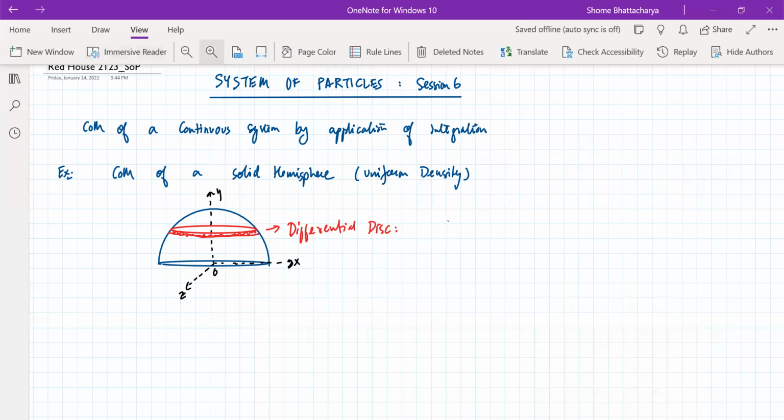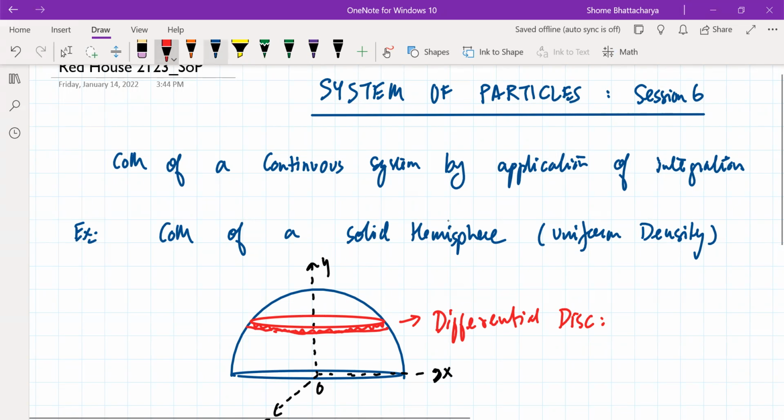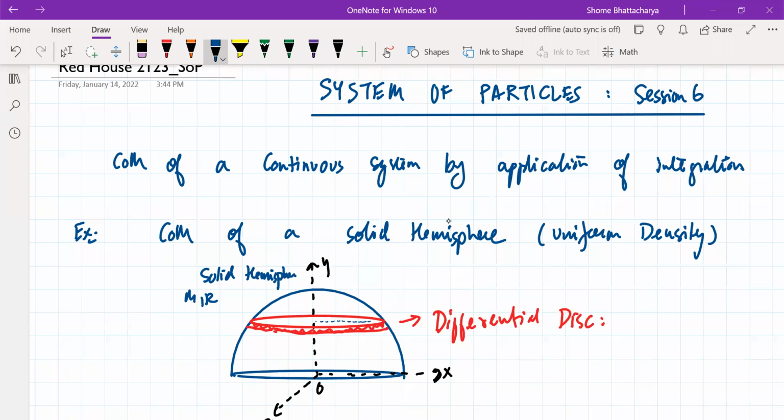we'll have to understand that while the solid hemisphere has mass m and radius R, when we consider the thin disk, we'll have to consider its radius as this one, small r over here. This is capital R. This position is y, and we'll have to take the thickness of the disk this time as not the thickness on the curved side, but the vertical thickness.